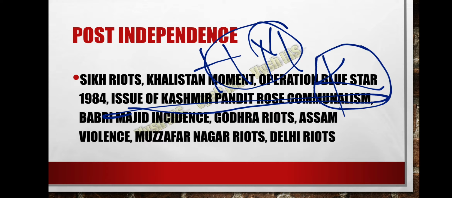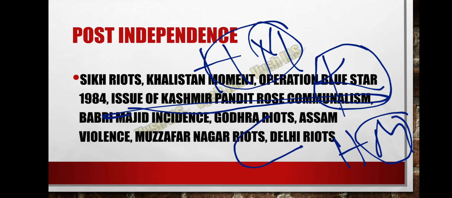But because of the increase of communalism, because of the differences between Hindus and Muslims, Muslims started treating Hindus as enemies. Because they were treating them as enemies, they started exploiting the Pandits and killing the Pandits of Kashmir, and they displaced them from the Kashmir Valley to other regions of India. So this is one of the very violent issues in Kashmir.